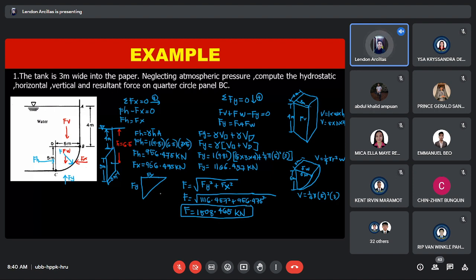Okay, next is yung direction niya. Okay, yung direction niya, if we try to solve this one, dito din natin. So this is F_H, F_x, is F_y. So kailangan natin yung direction.